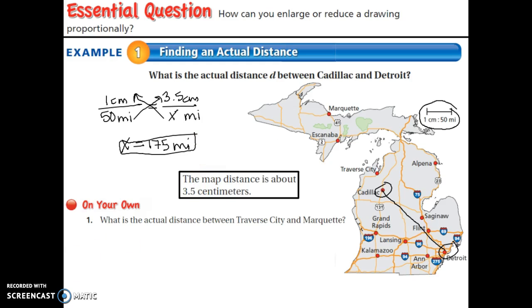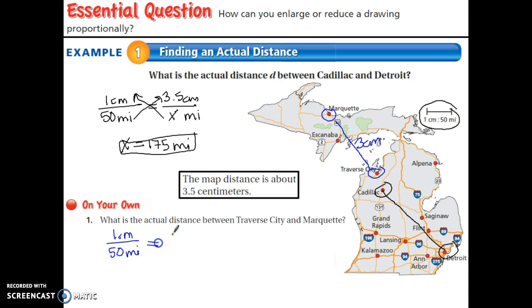I'd like to go ahead and practice between two other cities, so Traverse City and Marquette. So Traverse City is here, and we're going to Marquette, which is up here. I went ahead and measured this for you. This is about 3 centimeters on the map. So if we're repeating exactly what we did up here, our scale on the map, 1 centimeter, represents 50 miles. So 1 centimeter represents in real life 50 miles.